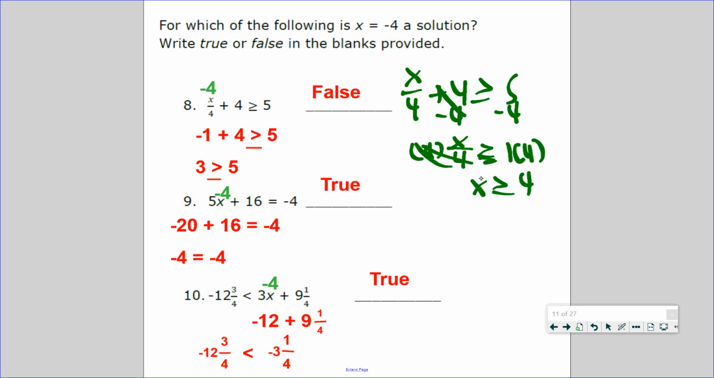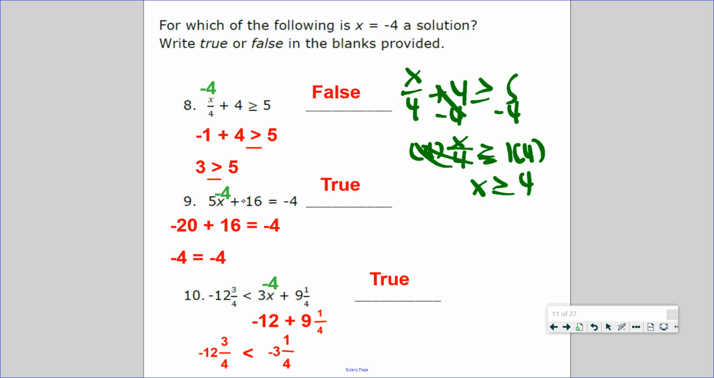So x is greater than or equal to 4. Is negative 4 greater than or equal to 4? No, false. Or another way is to replace the x with the number they give you. And the answer is false.